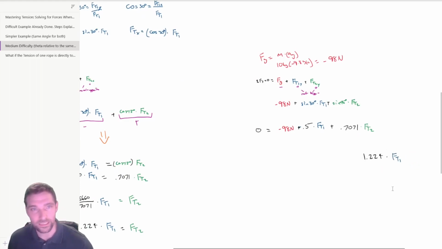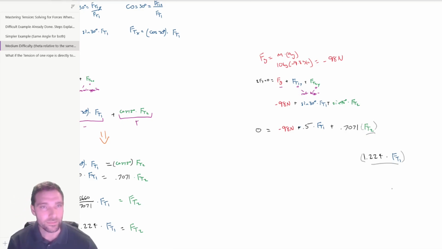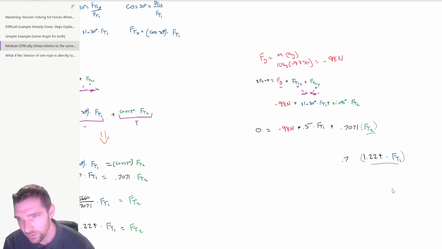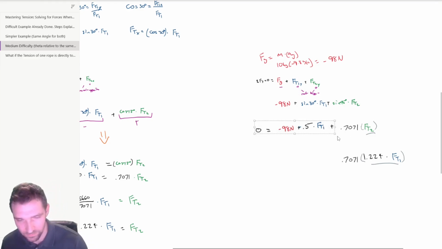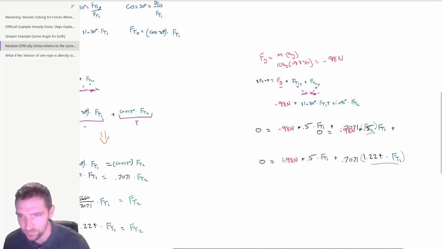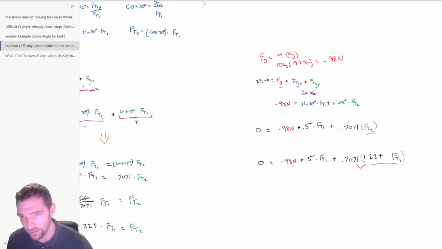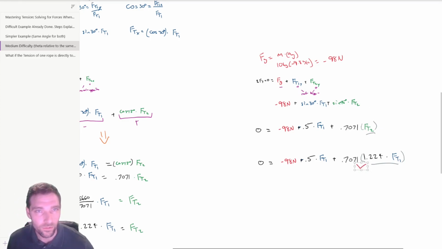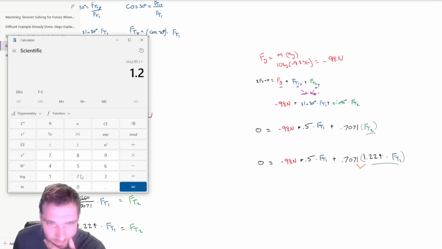So instead of having ft2 there, this guy right here, we're going to substitute that in with this and times that by the 0.7071. Then we've got all like terms, the ft1s, and we should be able to solve for ft1 as well. So let's take those two numbers. If we multiply those two together, maybe let's do that in orange, that times the 1.224.